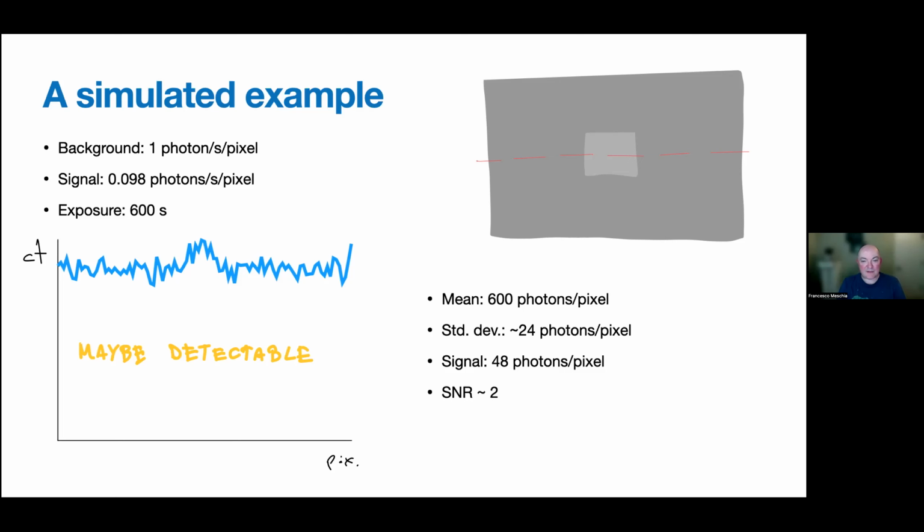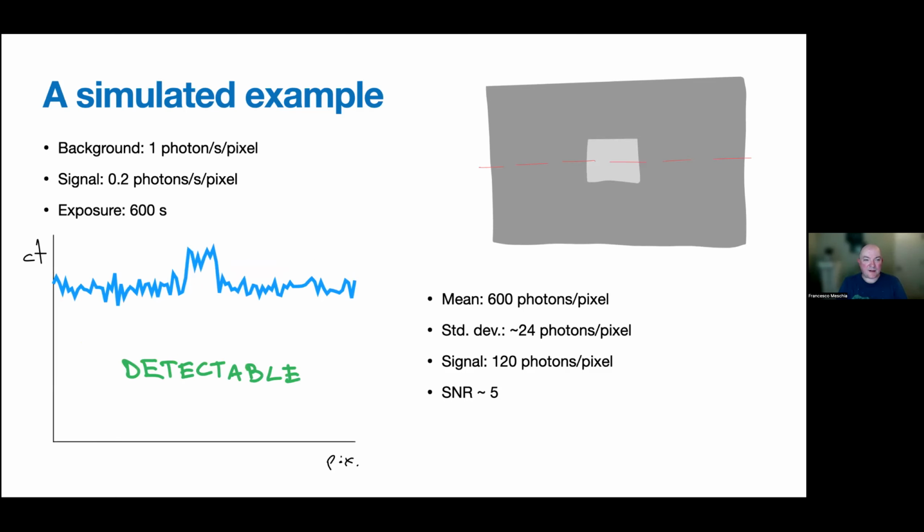Now let's make it even brighter. This is another example, same background, but the signal from the object is now 0.2 photons per second per pixel. So we have an additional signal of 120 photons per pixel. This is 5 times higher than the standard deviation. And at least to me, in the graph on the left, this is clearly detectable. You can see that there is a change, a square wave, so to speak.